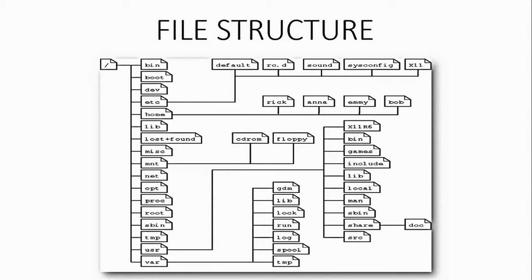Now, in order to traverse the tree, we start from the root, which contains files and subdirectories, which in turn contain more files and subdirectories, and so on. Navigating from the root, we are able to traverse the tree.